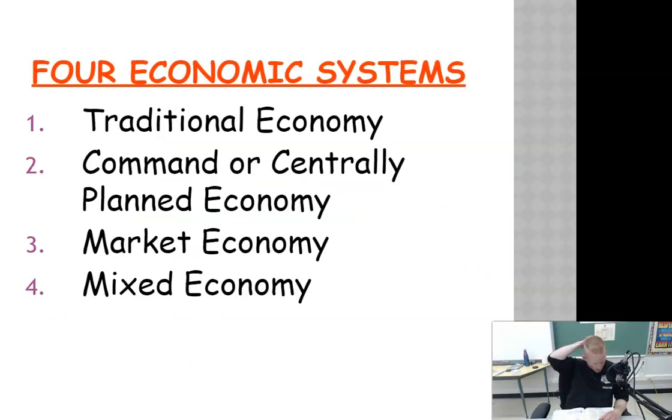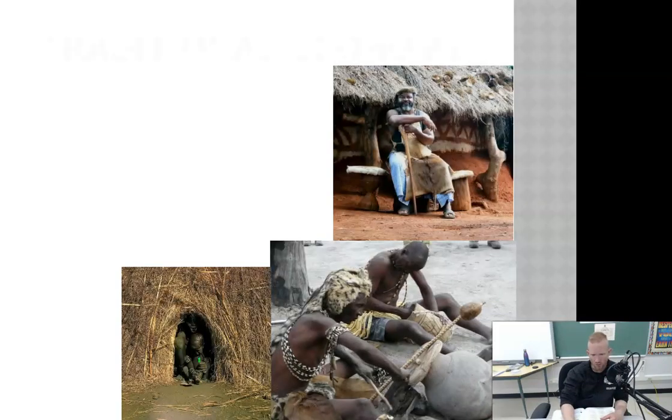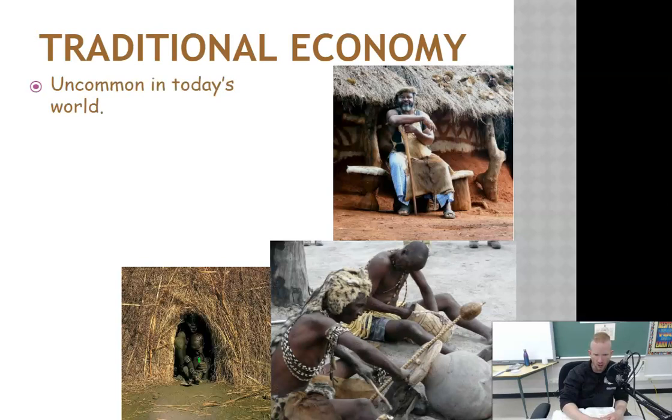Okay, there are 4 types. We really want to focus on 3. The first one there is kind of an older one, which is for fun, but we'll go through it quickly anyways. So you got traditional economy, command or planned economy. Okay, the textbook refers to it as planned, but it could be command as well. Market and mixed. So first, we got a traditional economy.